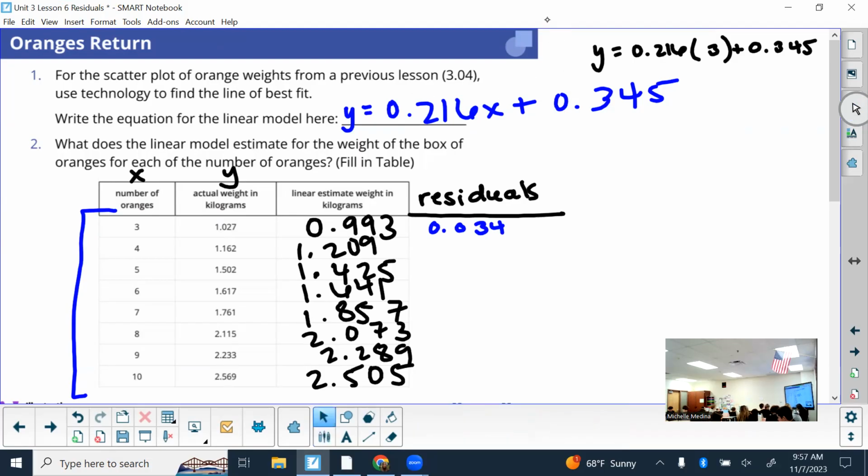I'll give you another 90 seconds for this one subtraction. And you can use a calculator. It's 4.